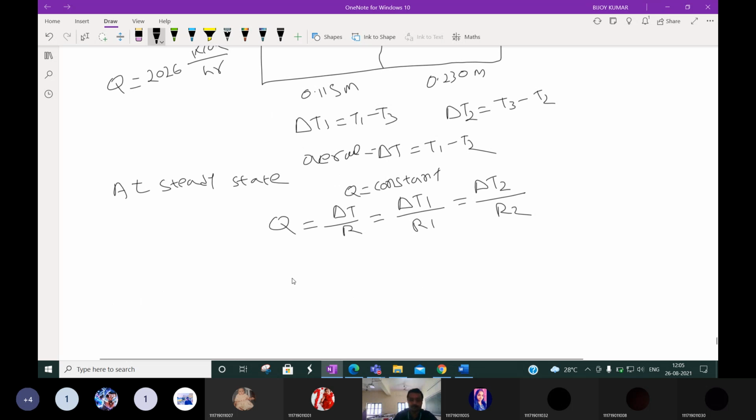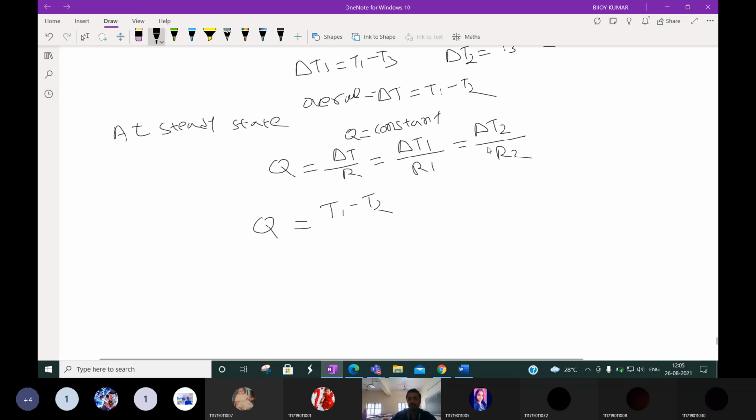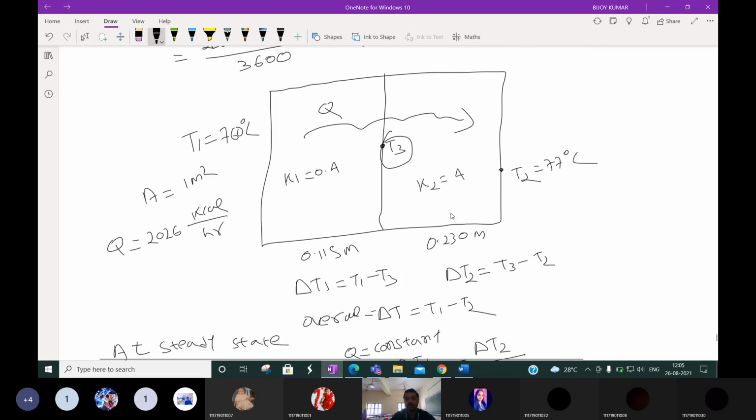So we can write it once again. Q is equal to delta T, the overall temperature difference T1 minus T2, by R. R means what? Okay, R we will not expand. It is equal to delta T1 by R1.